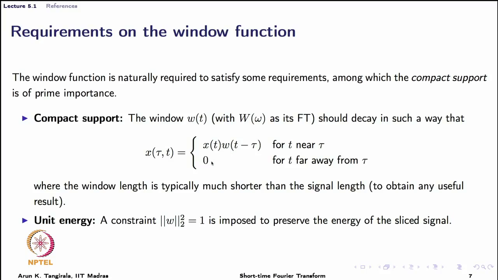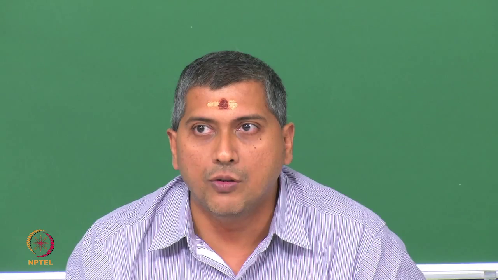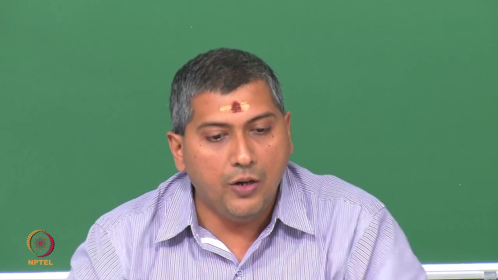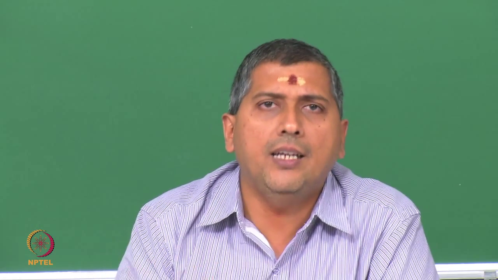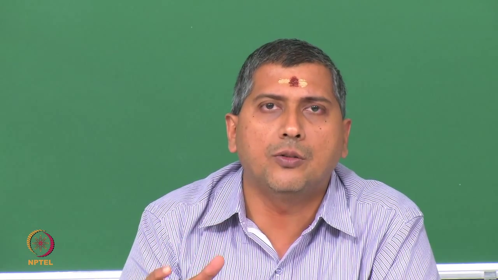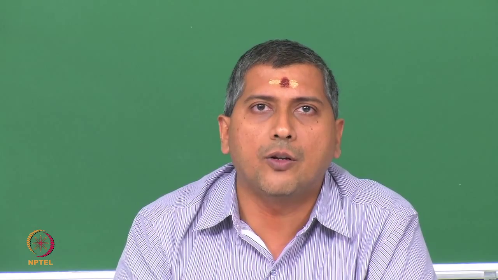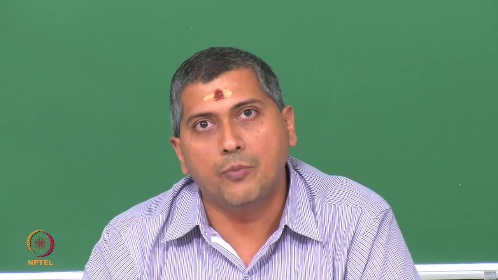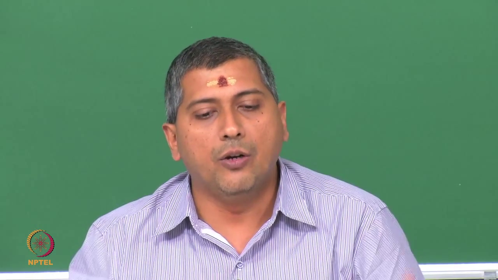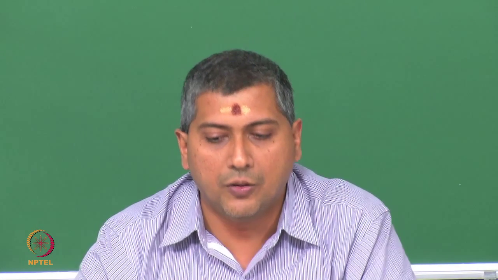Basically, this says that I can have my window function decay exponentially; it need not abruptly go to 0. So, such window functions are also being accommodated, and obviously, I want the window length or width to be much shorter than that of the signal, otherwise the entire purpose of computing the short time Fourier transform is defeated. If the window is as long as the signal, then it is nothing but the Fourier transform.